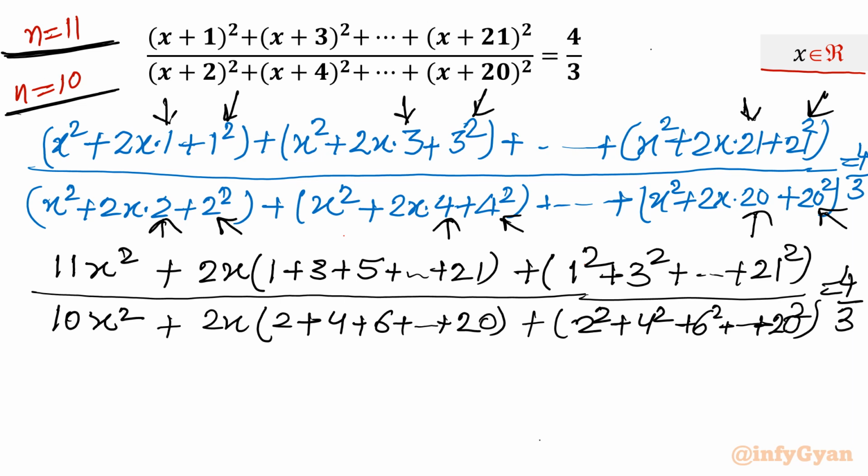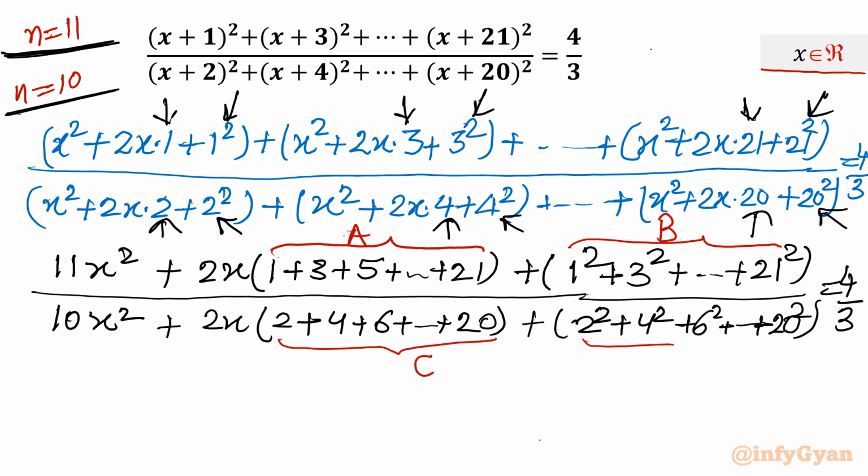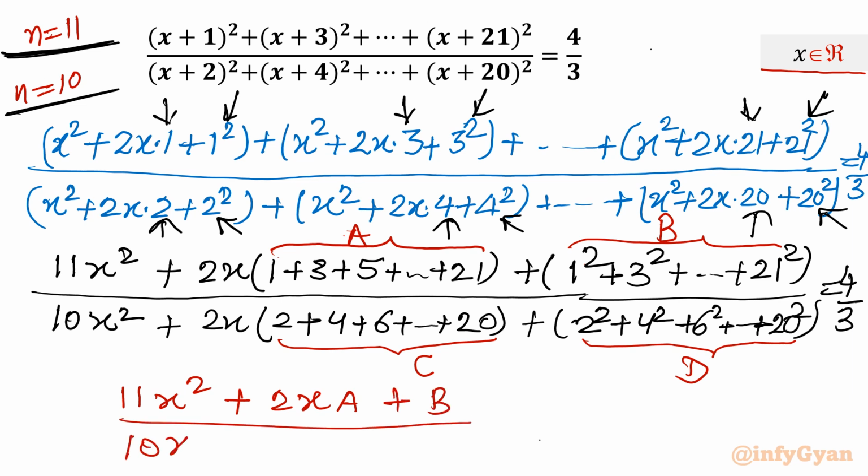Now let us call them by name. Let me consider this is A, and this square addition is B, the odd square addition. In the denominator, let me call this C, and all even square additions D. So ultimately we have to find A, B, C, D. So (11x² + 2xA + B) over (10x² + 2xC + D) equals 4 over 3. Now we have to find A, B, C, D.